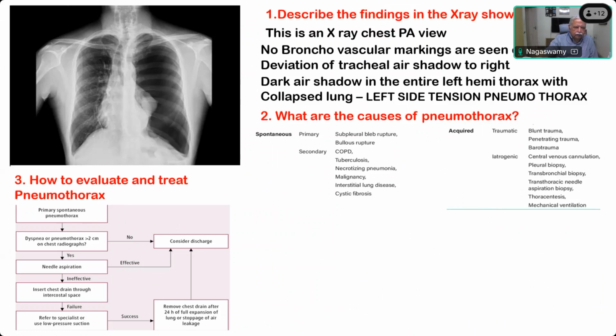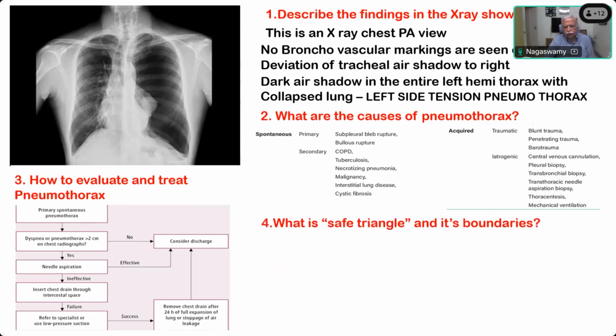If the patient is dyspneic and the pneumothorax on chest X-ray is larger, you can try needle aspiration. And if it is effective, you can just discharge the patient. If it is ineffective, insert a chest drain through the intercostal space. If it fails, refer to a specialist for low pressure suction. If it is successful, remove the chest drain after 24 hours, when full expansion of the lung has occurred and the air leak has stopped. So this is the way to go. This is the flow diagram you have to remember.